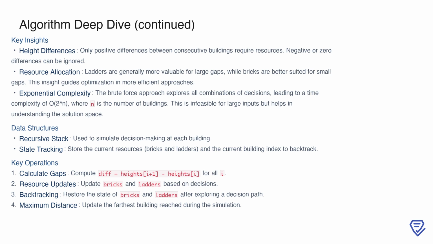This exhaustive exploration results in exponential complexity, specifically 2 to the power of n, where n is the number of buildings. Such complexity makes the approach impractical for large inputs but valuable for grasping the solution space. To implement this, we use a recursive stack to simulate decisions at each building, along with state tracking to manage our remaining resources and current position. Key operations include calculating the height differences, updating the resources based on decisions, backtracking to restore previous states, and updating the maximum distance whenever progress is made. These steps form the foundation of our brute force simulation.